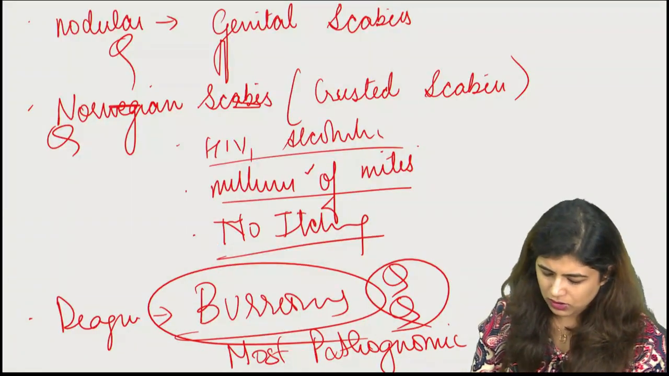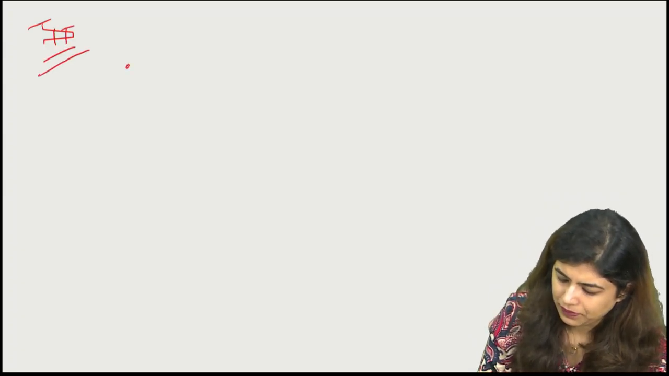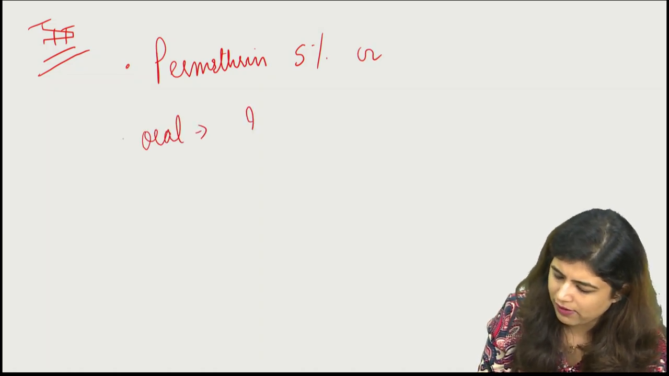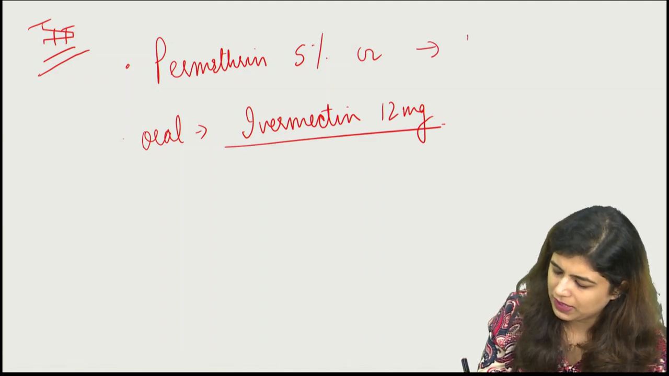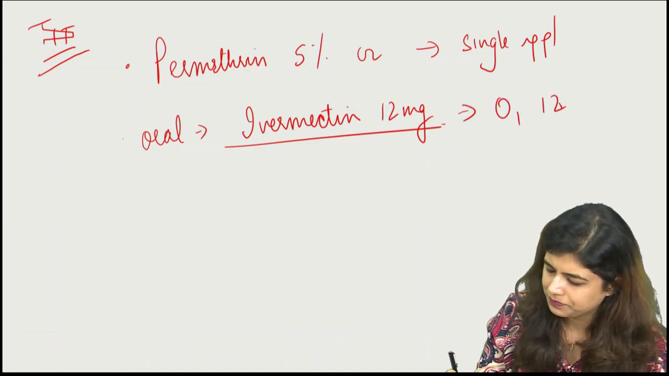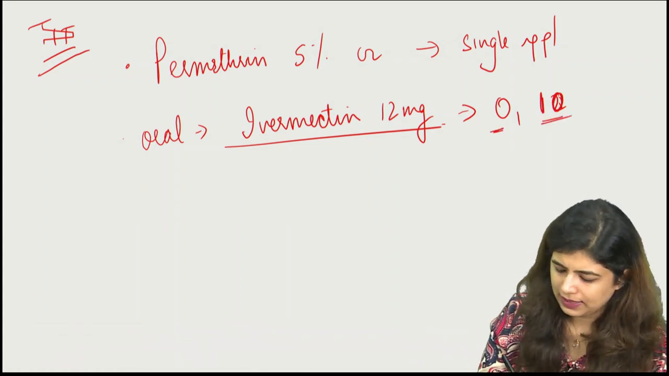Now, what is the treatment of choice for scabies? The treatment of choice is permethrin 5% cream. Amongst the oral agents, you have ivermectin, 12 mg tablet. For permethrin, it is a single application, but for ivermectin, there are two doses, day 0 and day 10. So you give it on one day and then you give it on the 10th day.